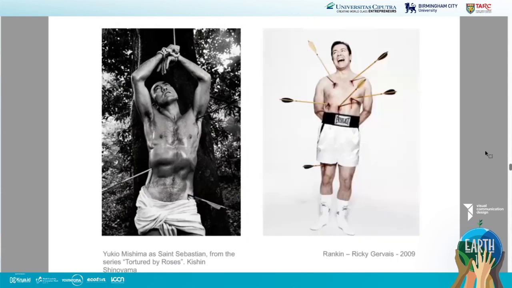This is Ricky Gervais, British comedian, now working in America a lot. This is photographed by Rankin, and it looks very similar to the previous work you've seen. Okay, so it looks similar to Mishima. It looks similar to Guido Reni. However, the context is different. What I've done is I've removed the image in between. So it's not the exact same, and it's not about sacrifice.